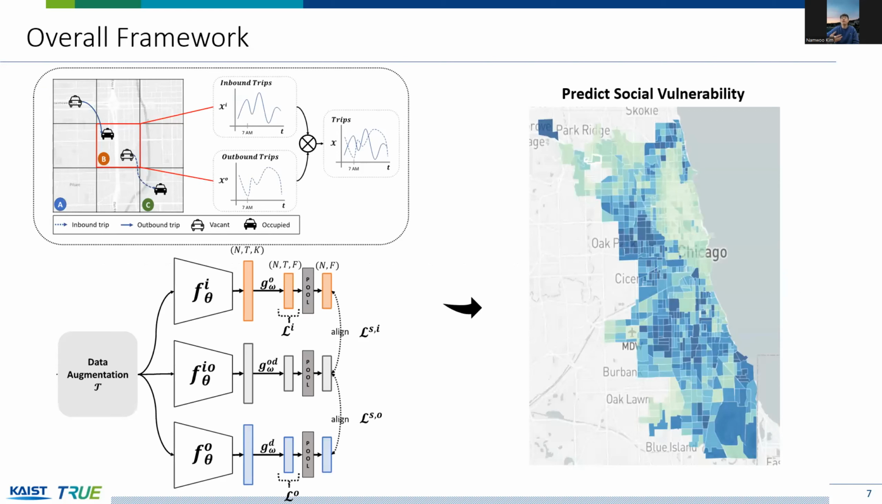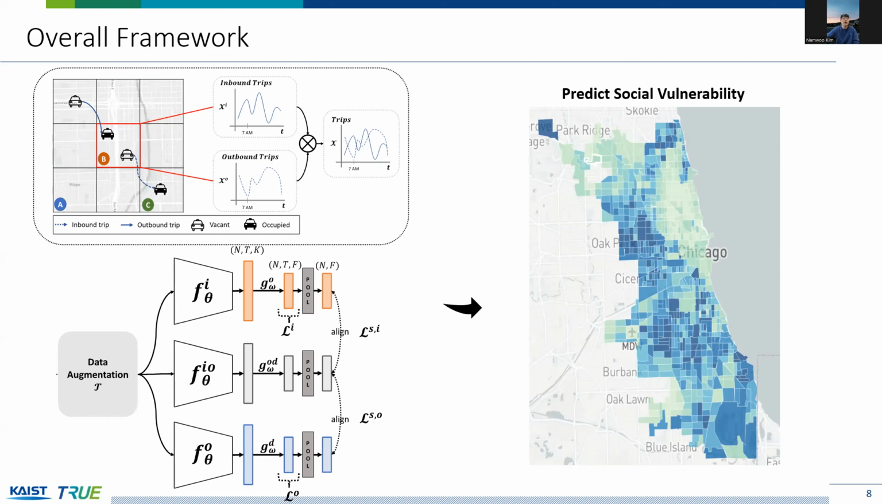This is the overall framework of the proposed model. We first pre-process region-wise hourly inbound and outbound trips. Subsequently, a two-step data augmentation process is applied to the provided mobility time series data, and 3 encoders were utilized: F_I, F_IO, and F_O. And those are fed with the augmented data.